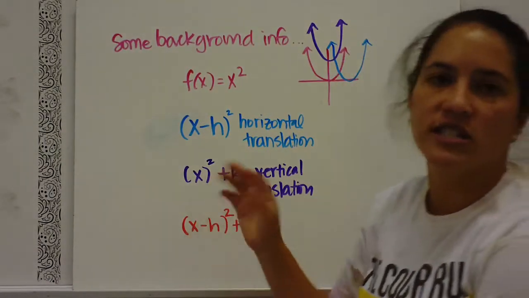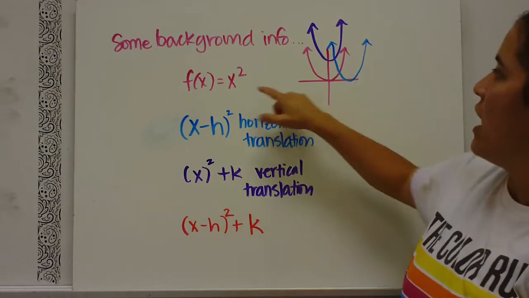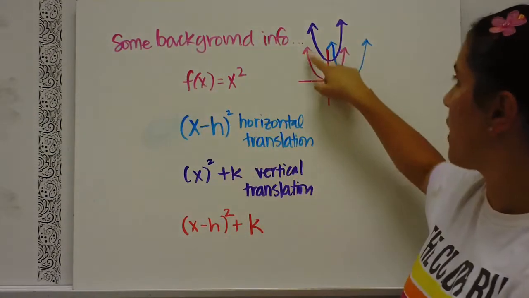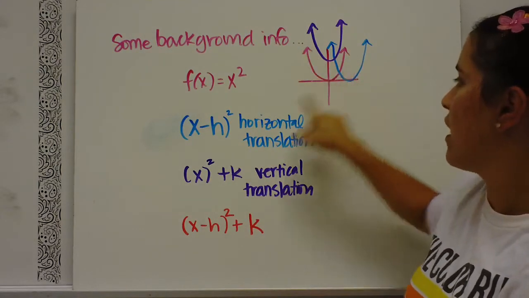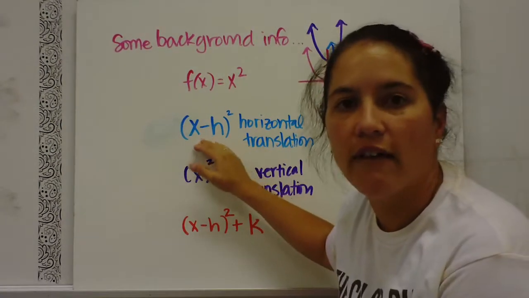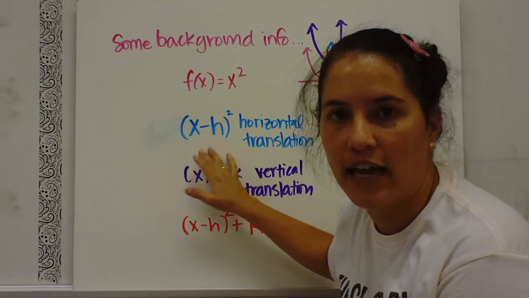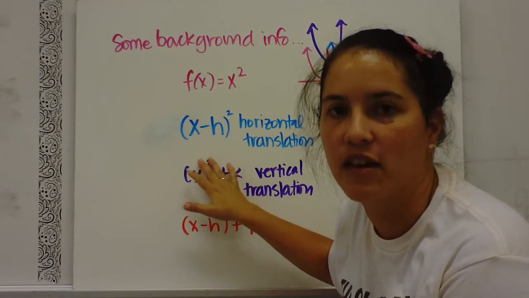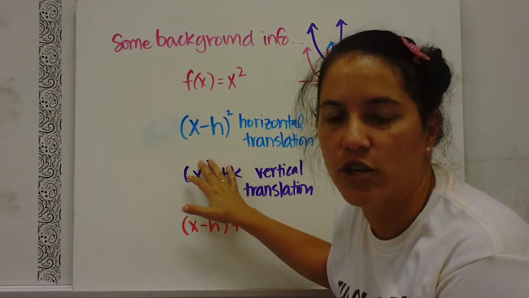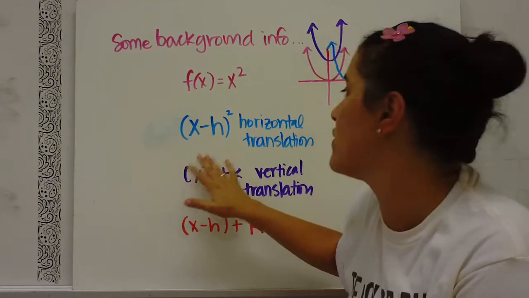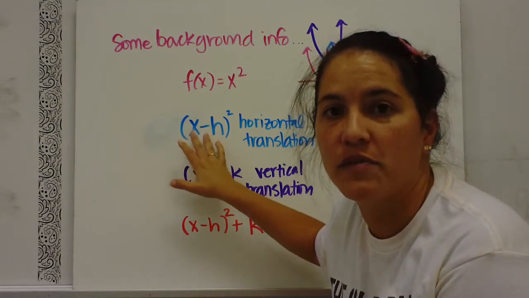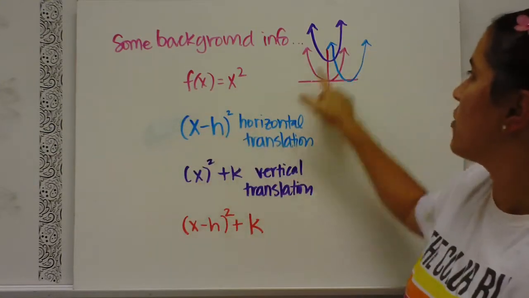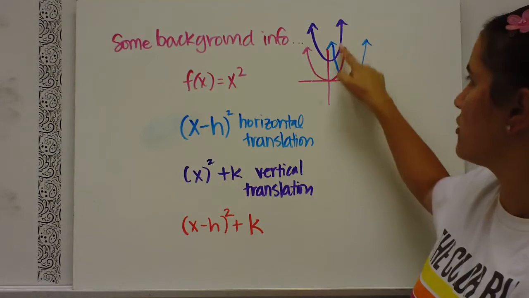Alright, so just some background knowledge. If you have the function x squared, it's a regular parabola, this pink one. If you have a value inside the parentheses, like an h, whatever the value is inside the parentheses, that's going to be the horizontal translation, either left or right. Now remember, if it's minus, it's going to be to the right, and if it's a plus, it's going to be to the left. So I've shown you the blue horizontal transformation.